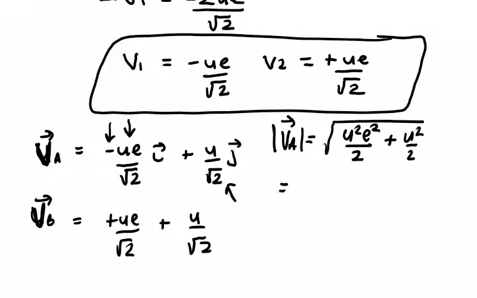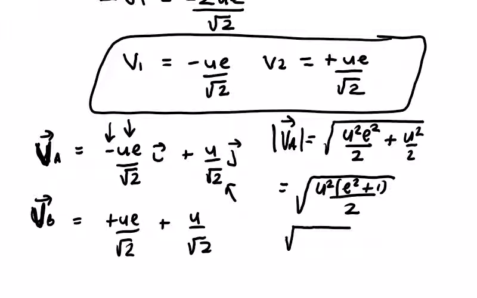So that's equal to the square root, same denominator. So we have u squared as common, so I'll factor that out. u squared would leave e squared plus 1. And I have products here, so I can say that's the square root of, well, I'll do it the long way, it's the square root of u squared over the square root of 2, separating them by the square root of e squared plus 1.